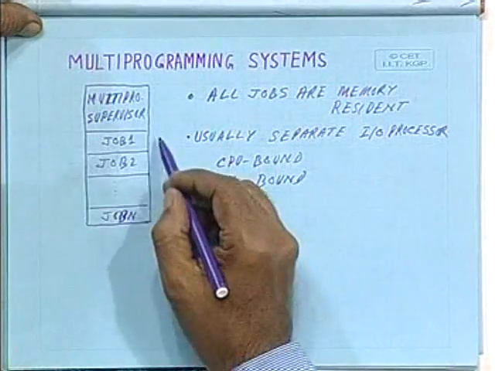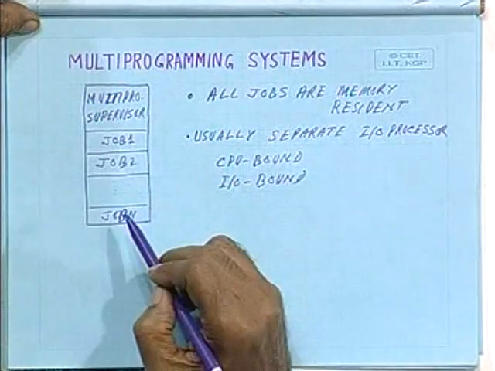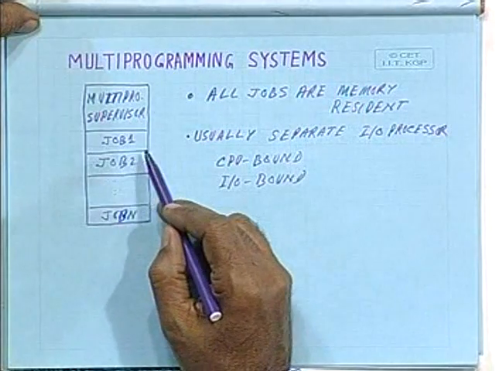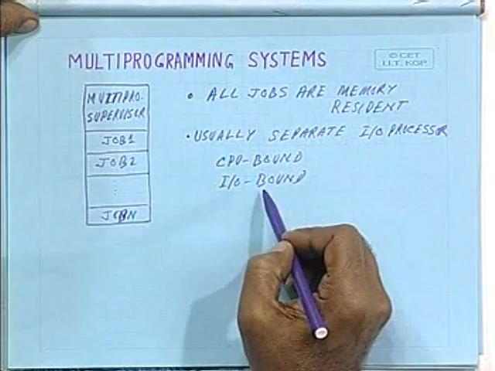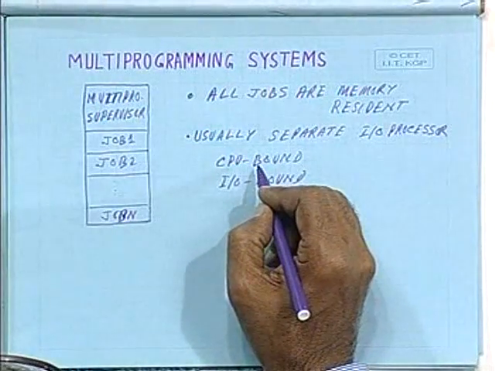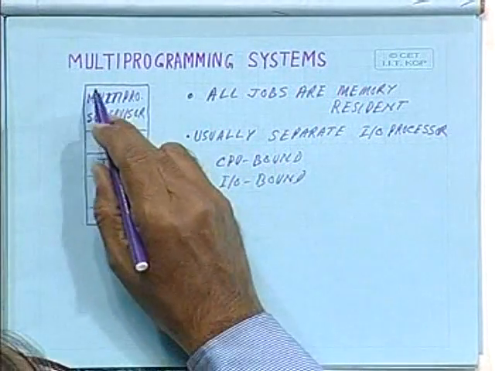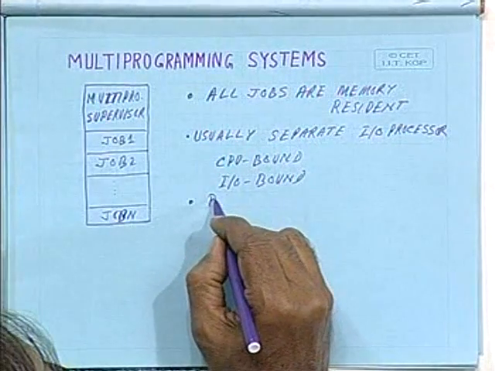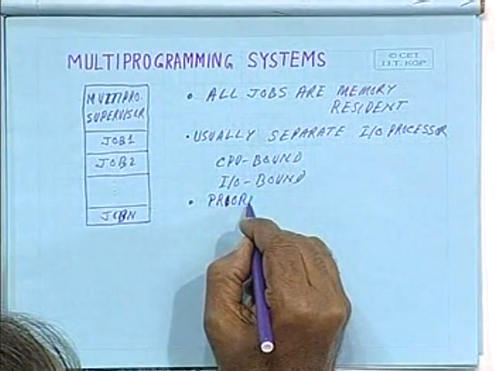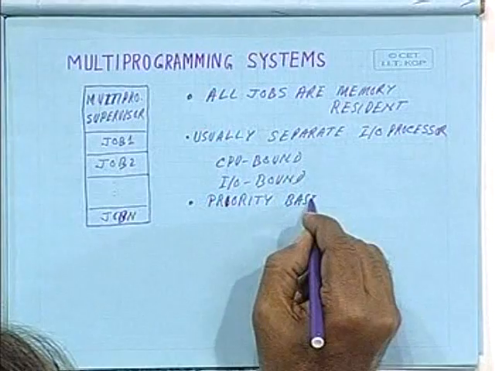Now suppose when a job is executing and it requires some IO, then what can be done? If there is some IO, then job 2 can use the CPU, and job 1 can use the IO. That means some kind of parallelism is possible. And by choosing a good mixture of CPU bound jobs and IO bound jobs, it is possible to improve the utilization of the CPU. So that is the advantage of this technique. And another feature of this multi-programming operating system is that it uses priority based job scheduling.